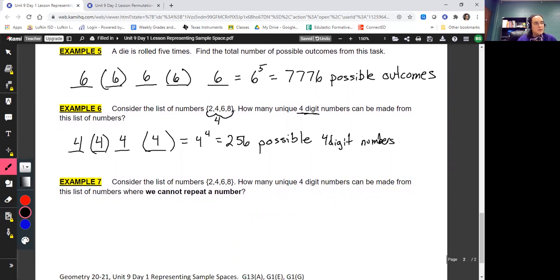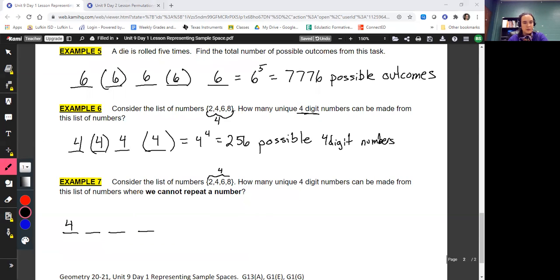And then our next one, the last one on the notes, we want to consider the list of numbers 2, 4, 6, and 8 again. So again, there's only 4 things in here. You do want to make sure that you are counting how many possible numbers or digits are in your list. How many unique 4-digit numbers can be made from this list? So again, we have 4 spots where we cannot repeat a number. So this time we can have one of the numbers, any one of those numbers.